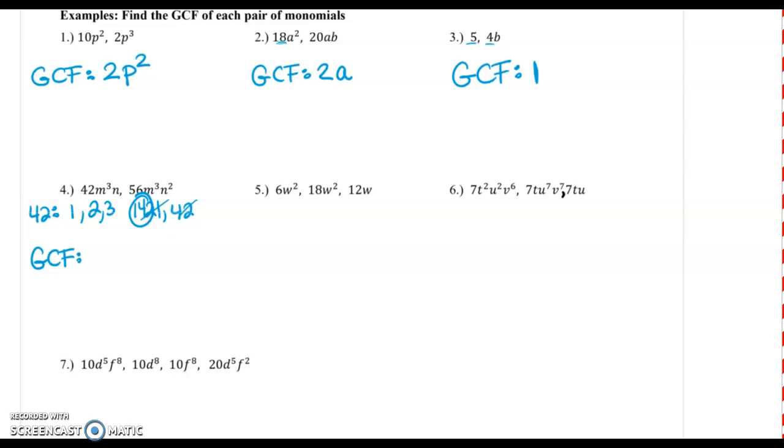All right, and then with our variables, we have m to the third, m to the third. So it's going to be m to the third. And then n and n to the second. So again, you want the smaller exponent, so it's going to be the n to the first there.